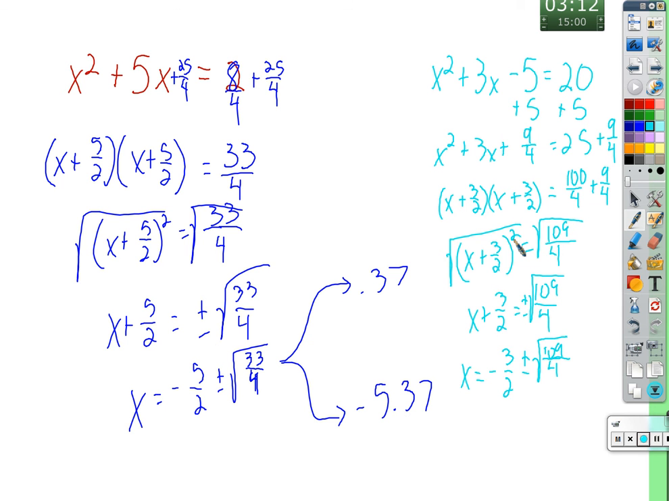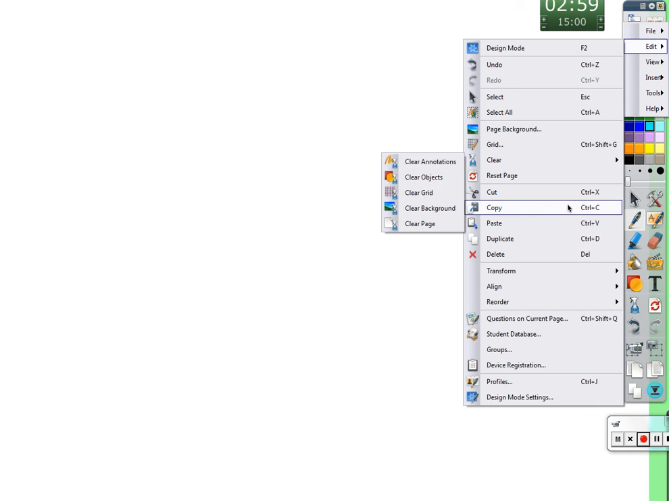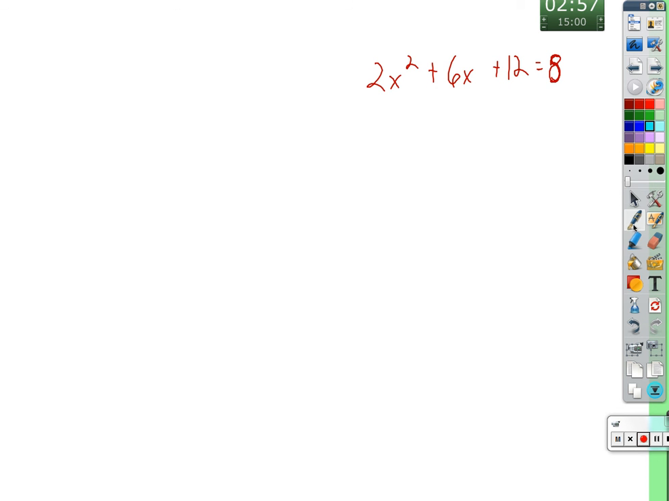Okay, all right. One more little hitch that we could run into. This one. The only thing we need to do here is get this to be a 1. How do we get that number to be a 1? Divide by 2. There you go. Now we get x squared plus 3x plus 6 equals 4.